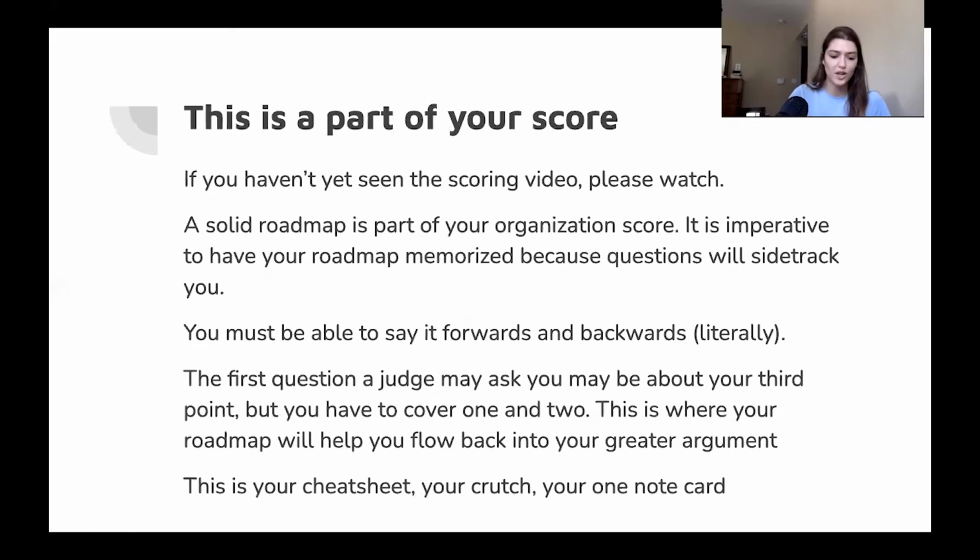So something that you should keep in mind is that this is a part of your score. I've mentioned this before. If you haven't seen the video on moot court scoring, I would really recommend it. But this is a solid part of your organization score, and it's imperative that you have your roadmap memorized so that you can stay organized while you're talking. So you should literally know this forwards and backwards.